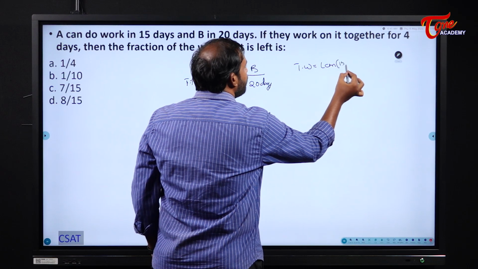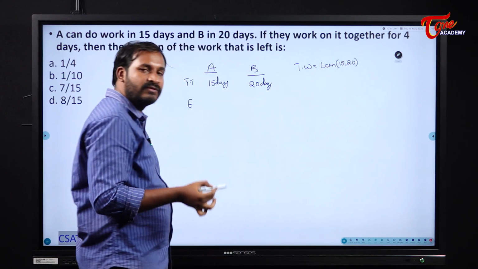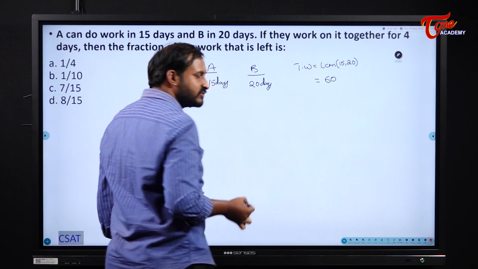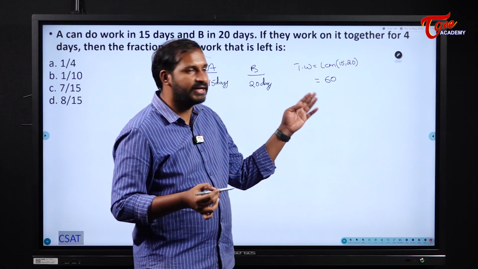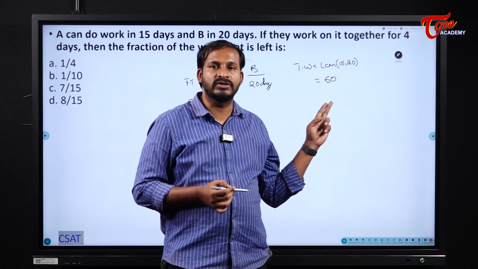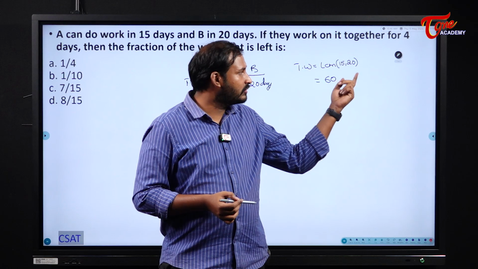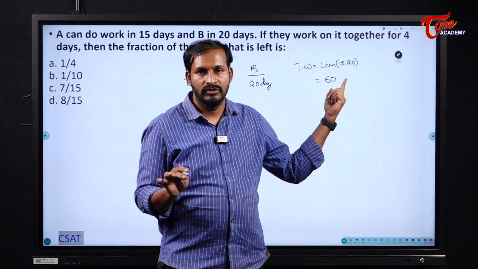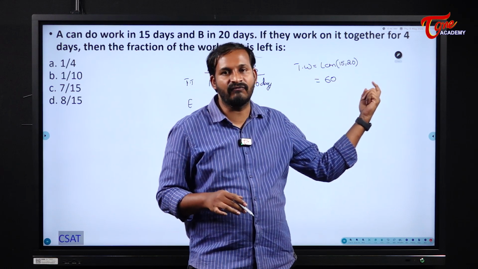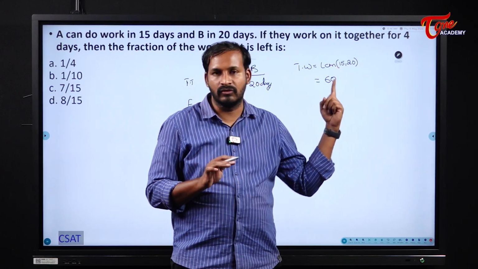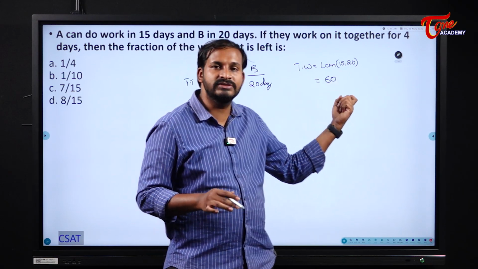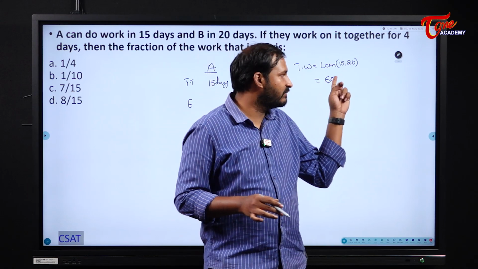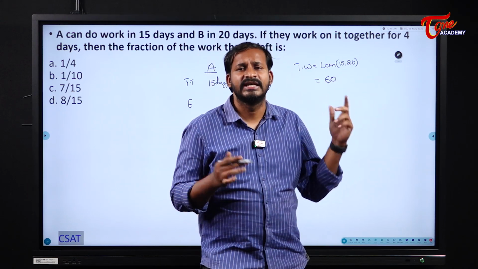That is the LCM of 15 and 20. What is the LCM of 15 and 20, students? LCM of 15 and 20 is 60. See here, students, one more simple logic I will tell you to find the LCM in this case. What is the bigger number among 15 and 20? 20. So go with the multiples of 20. First multiple is 20. Is 20 divisible by 15? No. So that is not the LCM. Next multiple of 20 is 40. Is 40 divisible by 15? No. Next multiple of 20 is 60. Is 60 divisible by 15? Yes. Then obviously the LCM of 15 and 20 is 60.